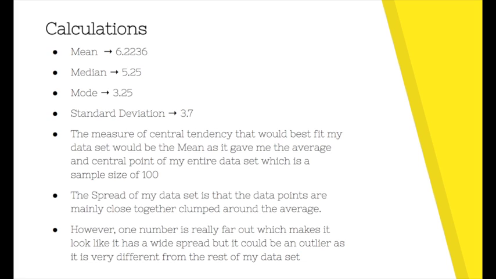Next, I calculated the standard deviation, which is 3.7. The measure of central tendency that would best fit my data set would be the mean, as it gave the average and central point of my entire set, which is the sample size of 100. The spread of my data set is that the data points are mainly close and clumped together around the average. However, one number is really far out, being 22, which makes it look like it has a wide spread. But this could be an outlier, as it is very different from the rest of my set.